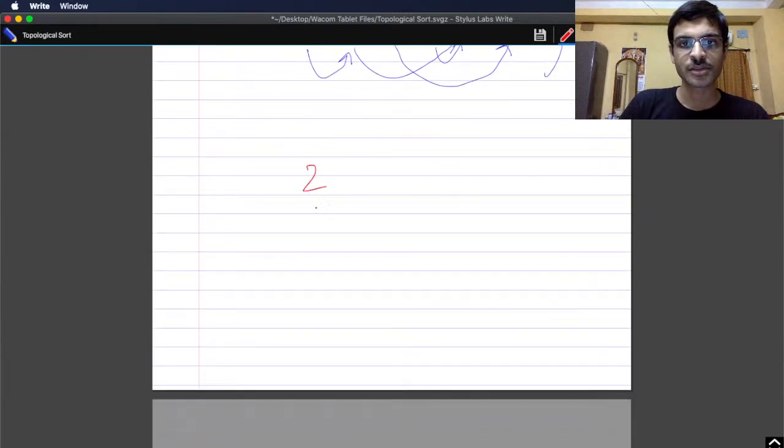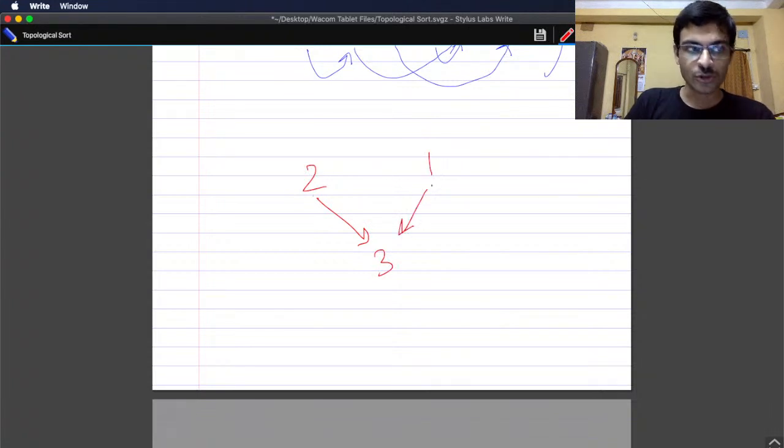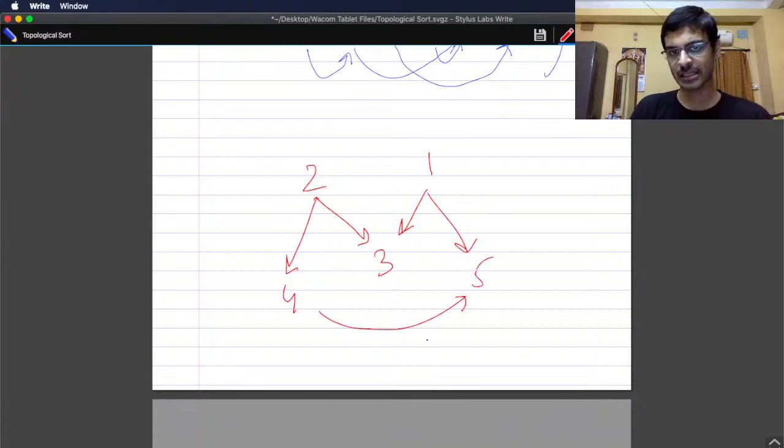Suppose something like this. You have 2, you have 3, suppose you have 1 over here. The question arises, where should you start from? Both of them are capable of forming this. So maybe it's something like this, 4 and then 5, and 4 goes to 5. Okay, so where should you start from?